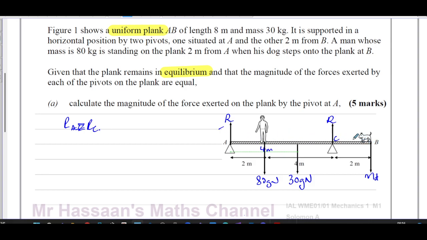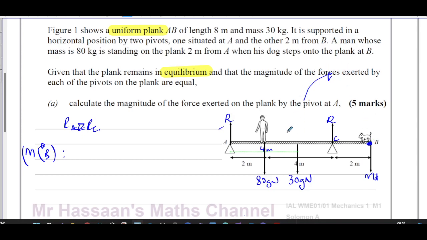The only thing we won't know is what R is, because these two R's are the same. That will be the only unknown in our equation. So the sensible thing here is to take moments about B. All right, so I'm going to take moments about B, so that's my pivot. I've got to think, what are the clockwise moments and what are the anti-clockwise moments? If we take moments about B, the clockwise moments will be the ones causing that type of movement, if that was a pivot.